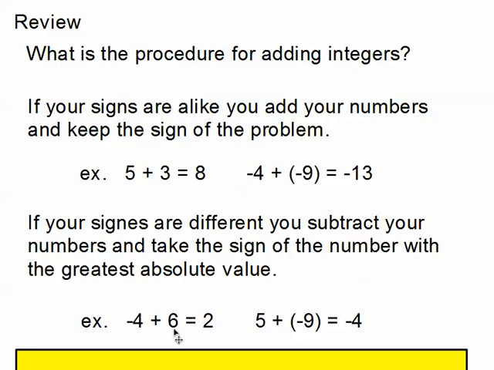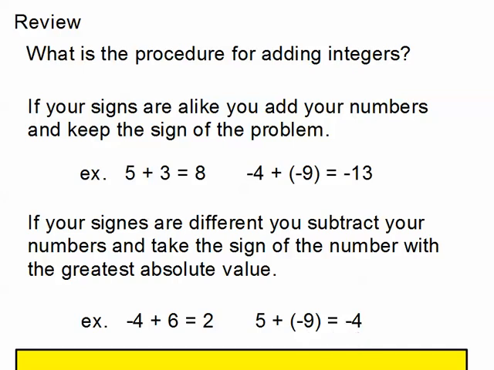Our signs are different, so we subtract. 6 take away 4 is 2. The 6 has the greater absolute value because it's farther away from 0, so my answer is a +2. 5 plus -9, signs are different, so we subtract. 9 take away 5 is 4. The 9 has a greater absolute value, so the answer is a -4.